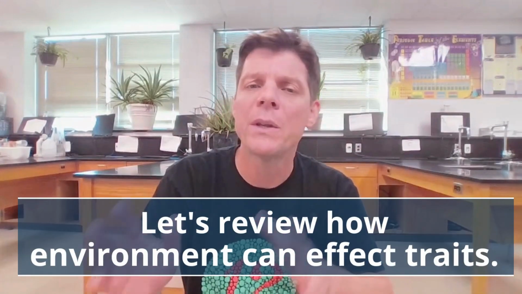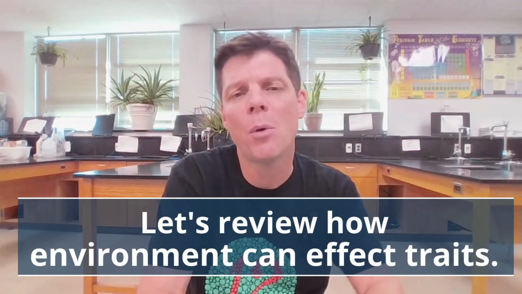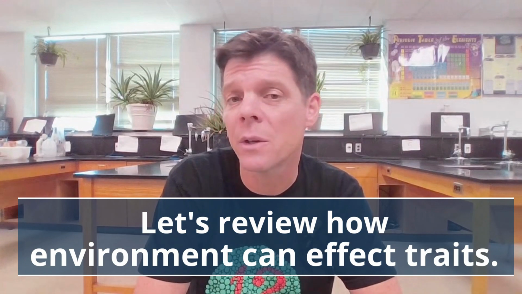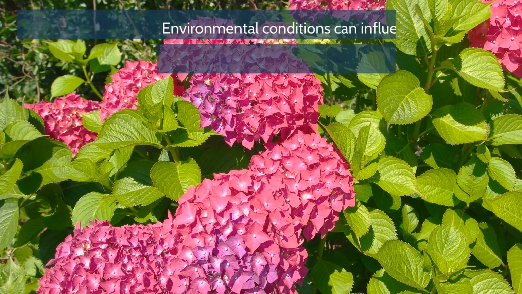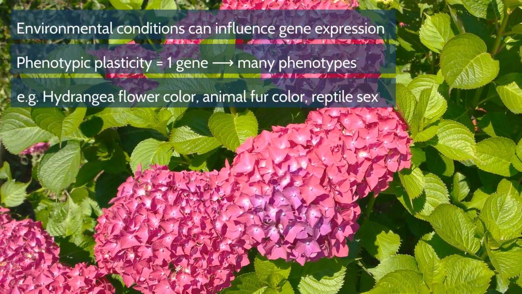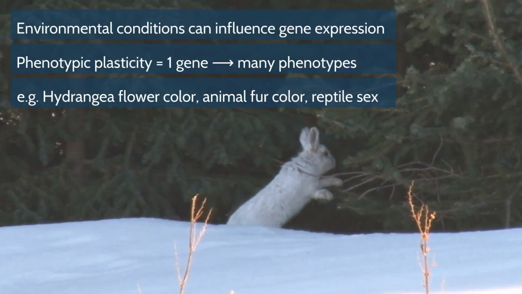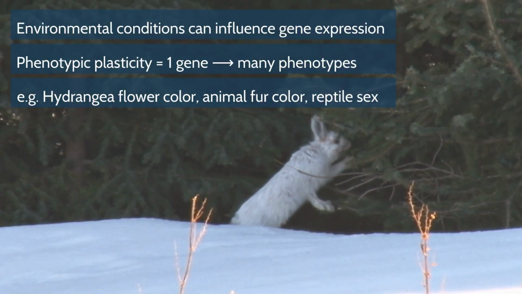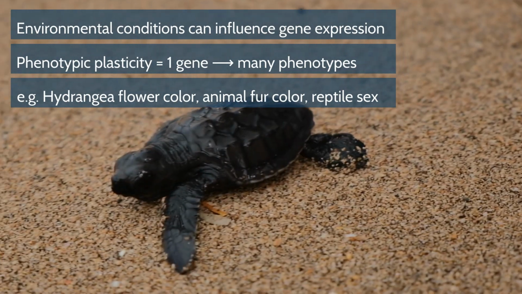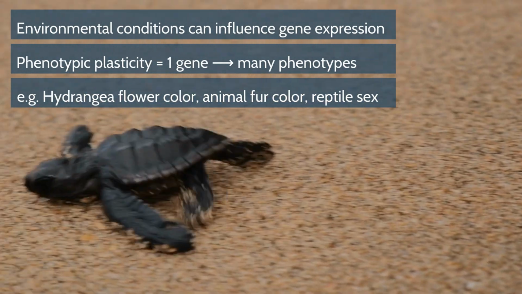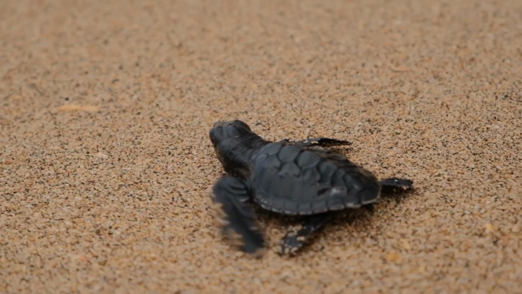Or could they have different expressed traits? By understanding phenotypic plasticity, we see that the environment can play an important role in determining an individual's observable traits. With examples of plants whose flower color depends on soil pH to animals whose fur color is determined by the length of daylight, we could even include the sex determination of reptiles, which is influenced by the incubation temperature of their eggs.